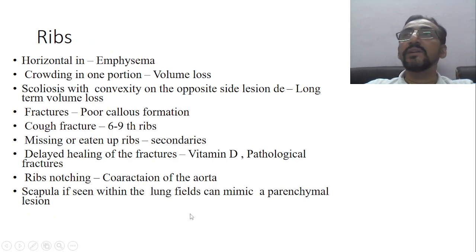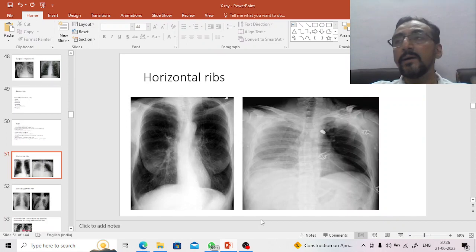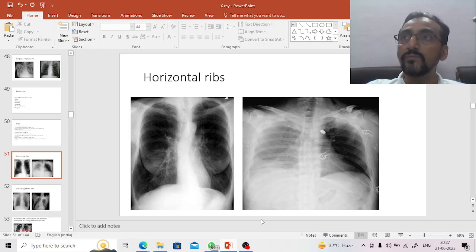Now, talking about the ribs, as I told in the last class also, ribs are always obliquely placed. We think they are horizontal, but they are not; ribs are always oblique. Now suppose instead of the oblique nature, a rib is present horizontally, so that suggests there is volume overload inside the chest cavity, inside the lung parenchyma. This is usually possible in case of emphysema.